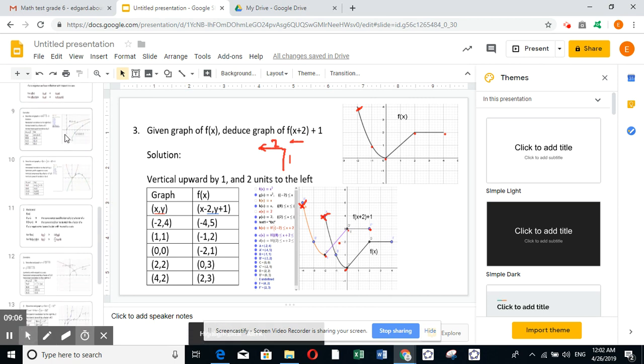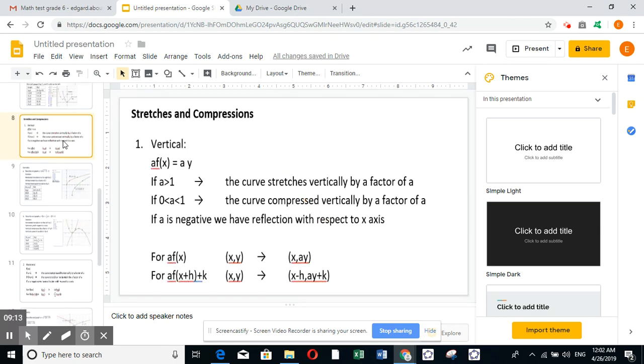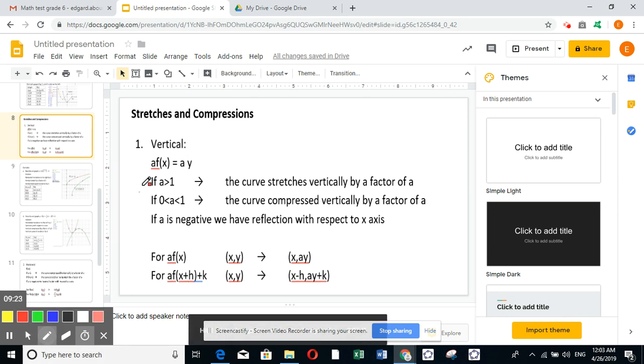Now this was translation. Now we're going to go to something else. We're going to start by stretching and compressions. Compressing and stretching. Compressing, you can also use shrinking. Here, when you multiply by a number, let me start by multiplying the y, not the x, outside.